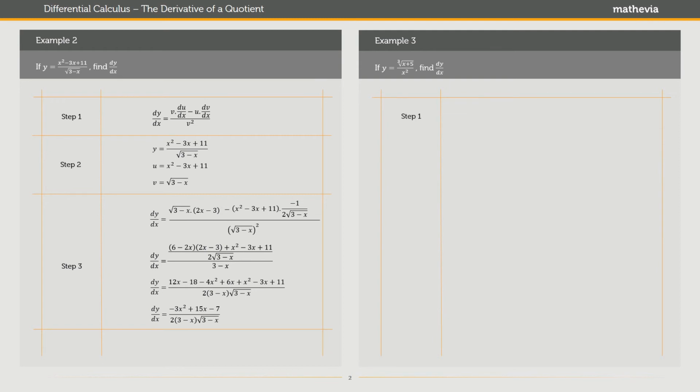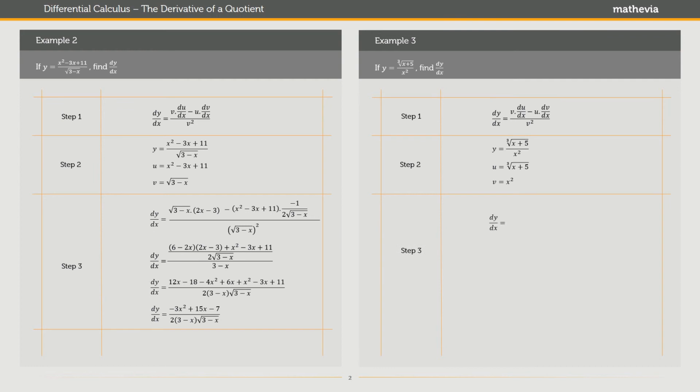The first thing we want to do here, so we have step 1, we want to get our formula. We know that dy/dx equals v du/dx minus u dv/dx divided by v squared. Okay, and then step 2 says that y equals the third root of x plus 5 divided by x squared, and then we have that u is the function at the top there, the third root of x plus 5, not x minus 5, and v is the bottom function, x squared. Okay, and now we're going to put these into our formula.